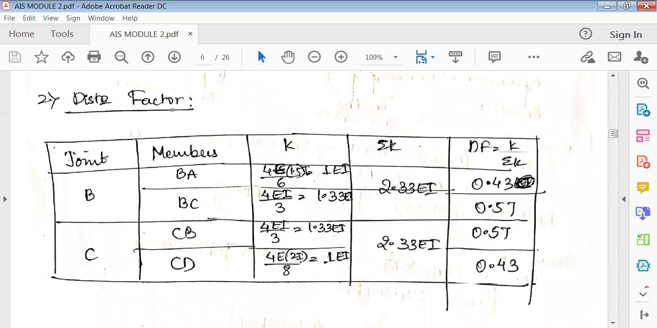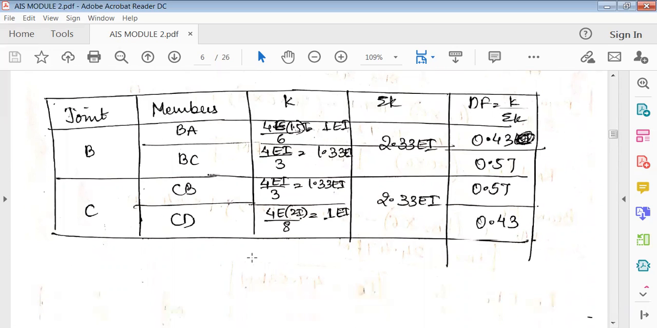So be careful when taking I. Here I becomes 2I. So add both of these. Again, it would be the same. So here it would be 0.57, 0.43. Again, when you add both at joint C, the sum should be equal to 1. Now you have calculated the distribution factors.